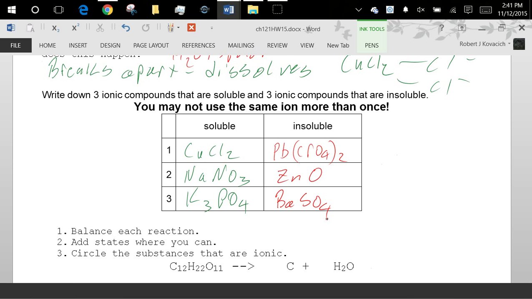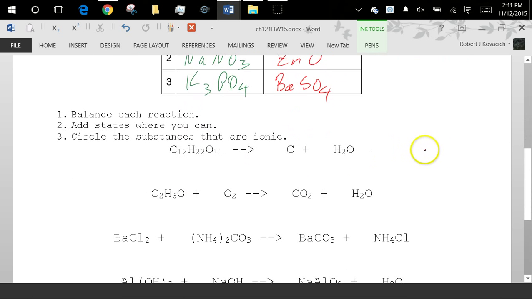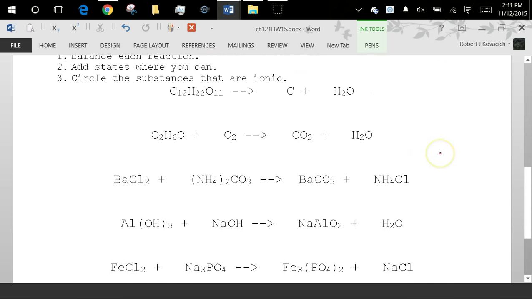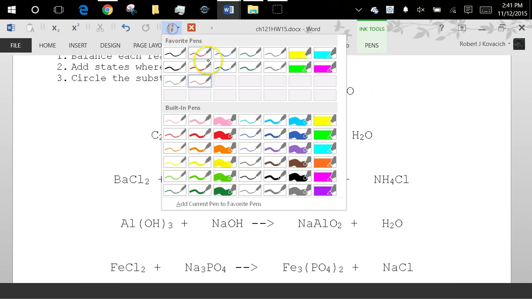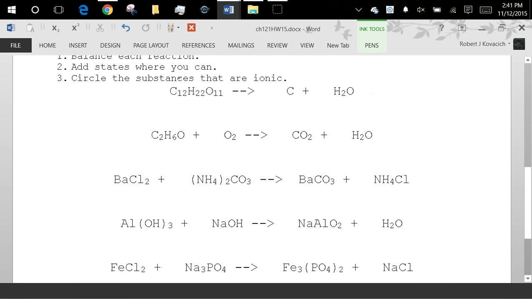So, okay. All right. We want to balance these next ones, add states, and circle the ones that are ionic. So let's go ahead and do this first one. What are we going to do to balance this first one? 12 for the carbon. A 12 right there, and 11 for the water. Okay. What do you want to do for states? What is this thing here? A gas.